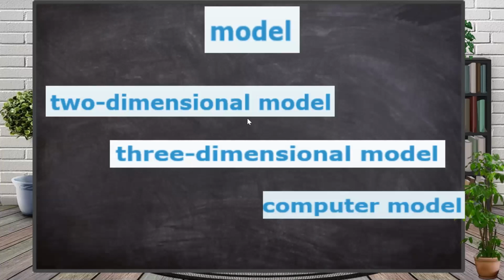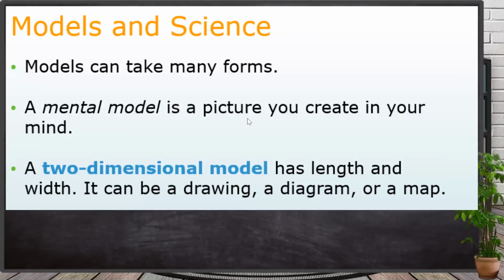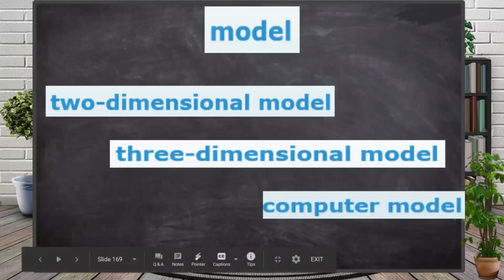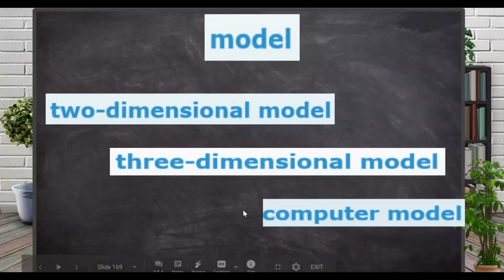These are the three types of models. Can you tell me, what are they? Yes? Let me see. Yes, Leanne. Three types of model is 2-dimension, 3-dimension, computer model. Yes, 3-dimension and computer model. Okay, thank you, Leanne. Now, what is a 2-dimensional model?